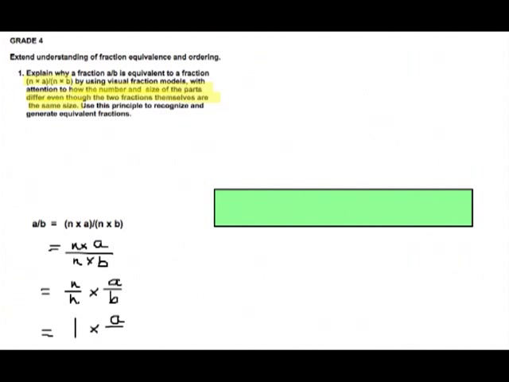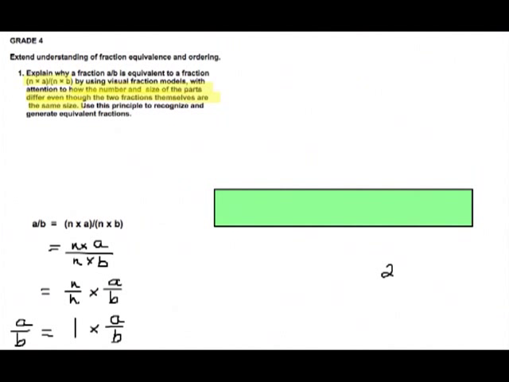So by getting to this point, it should be a little bit more clear that here's the reason why there's no actual change, why they would be equivalent fractions when you multiply by n over n, because you're really multiplying by 1. So then you do have a over b still equal to itself.